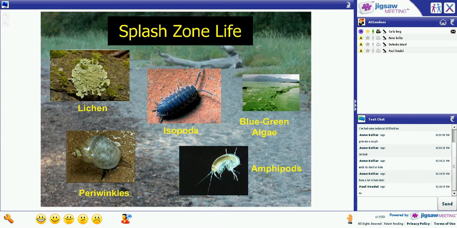So here are some animals that live in the splash zone. We have lichens growing on trees. Isopods in the middle, which kind of look like little bugs. Blue-green algae. We have amphipods and periwinkles. Other animals that come into the splash zone are animals like raccoons or deer, female sea turtles when they are laying their eggs, rats, and lots of different types of birds. Those are all organisms that can live in the splash zone.